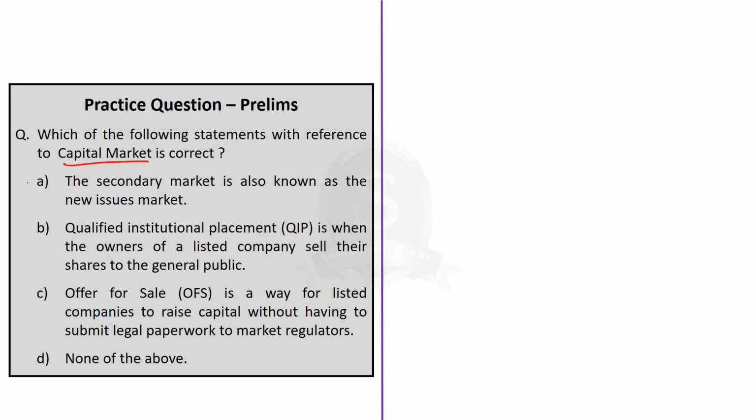Okay. 4 statements are given. We have to find the correct statement. Okay. See, from our discussion, we can easily eliminate the first option because we know that primary market is known as the new issues market and secondary market is known as the stock market. So the correct answer is not option A, and option B and option C are interchanged. That is, the definitions given are interchanged.